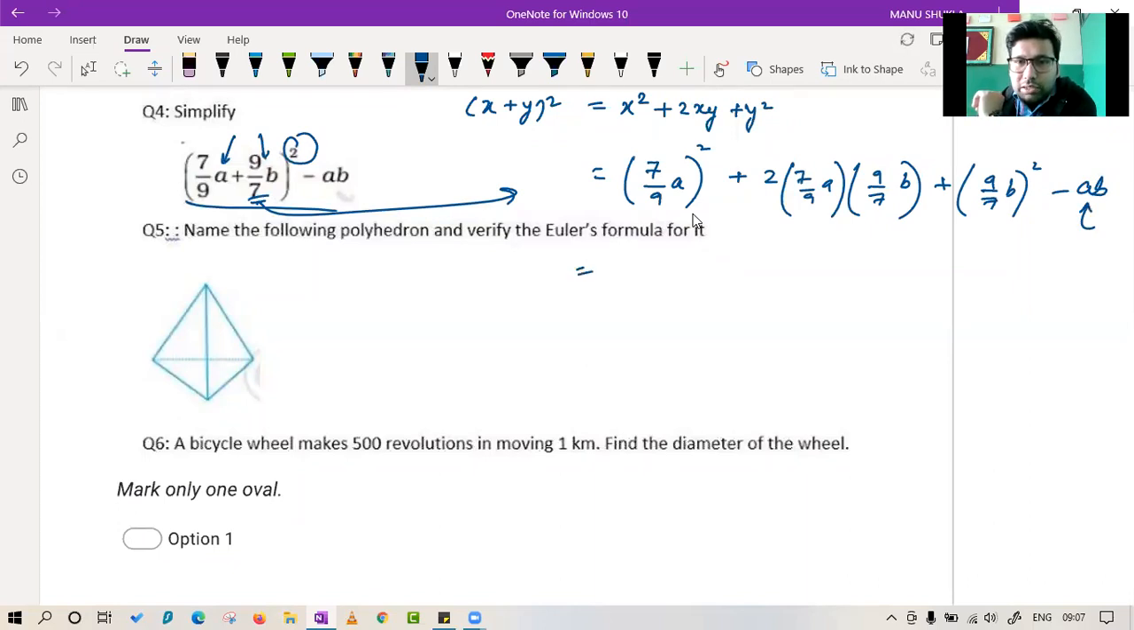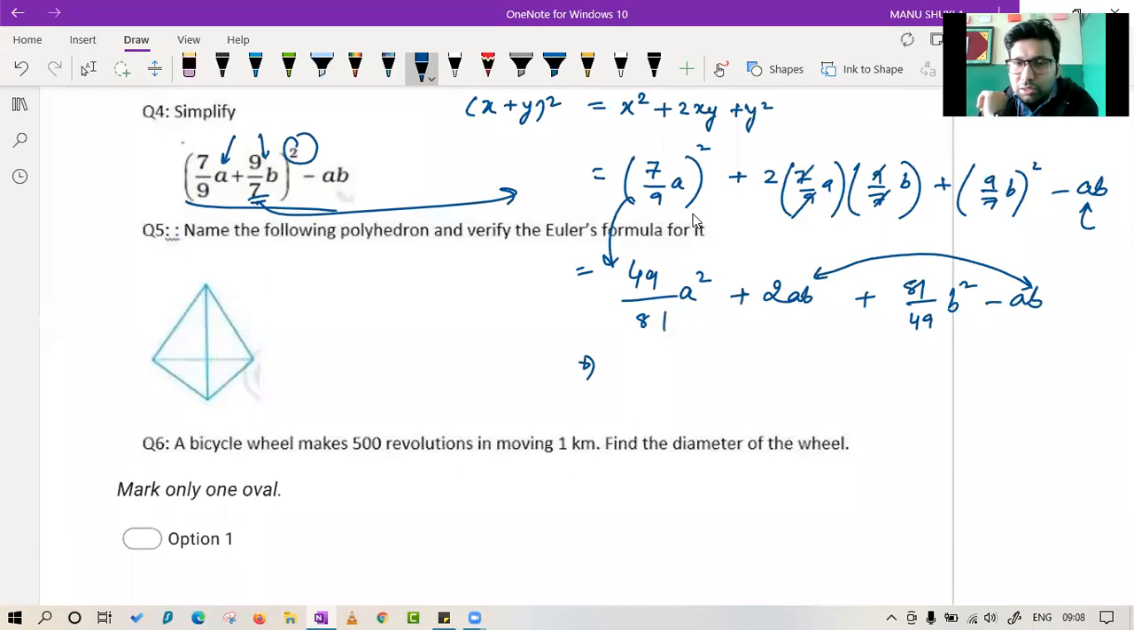Now let's solve it further. What will we get in the first place? 7 square is 49, 9 square is 81, a square plus, what will happen here class? 9 will cancel, 7 will cancel, and we will have plus 2ab plus 81 upon 49 b square minus ab. So we can simplify these two further, and the answer is 49 upon 81 a square plus ab plus 81 upon 49 b square. I hope this is clear to everyone.